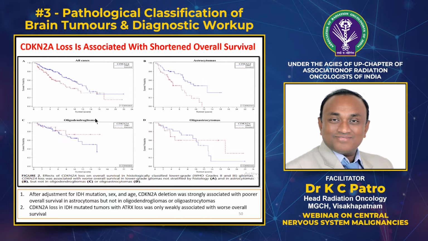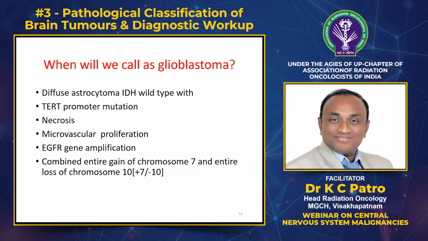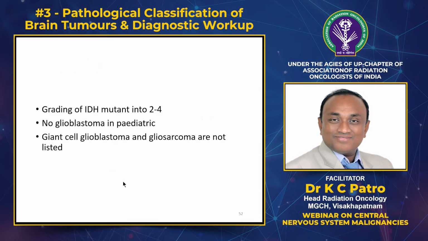So this is the deletion status. Hopefully it will come into our regular practice. So when will I call it a glioblastoma? A diffuse astrocytoma, IDH wild type, with TERT promoter mutation, necrosis, microvascular proliferation, EGFR amplification, and a combined gain of chromosome 7 and loss of chromosome 10. Grading of IDH mutant is again 2 to 4, as I discussed. There is no glioblastoma in the pediatric group. Giant cell glioblastoma and gliosarcoma are not listed in the classification.